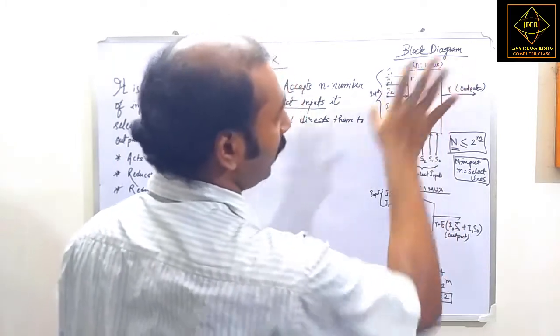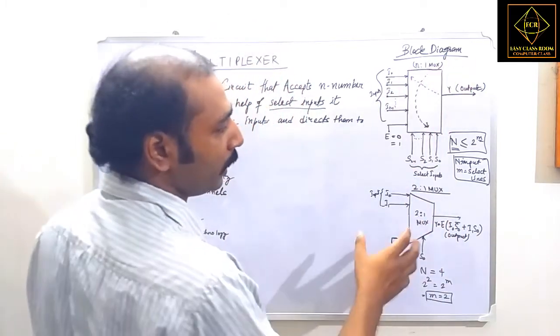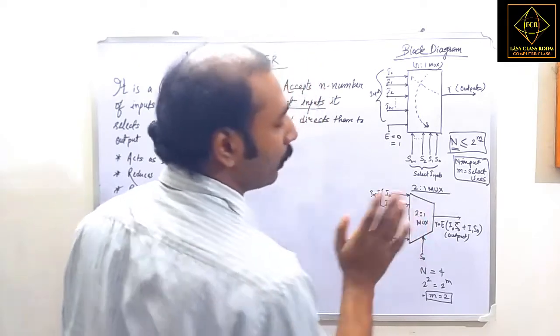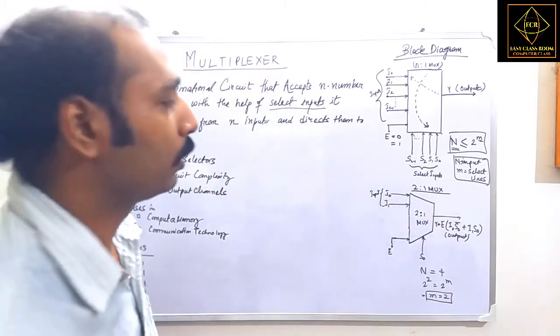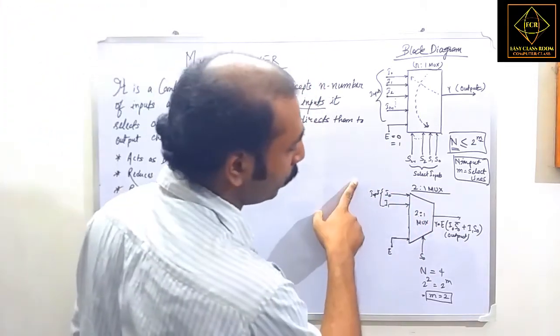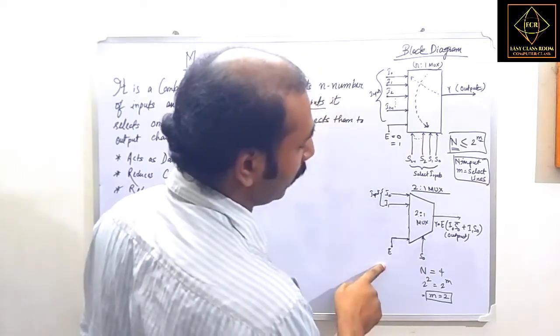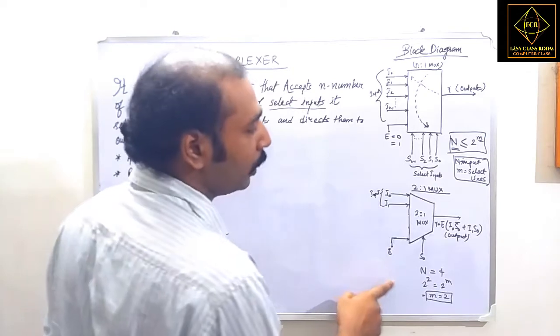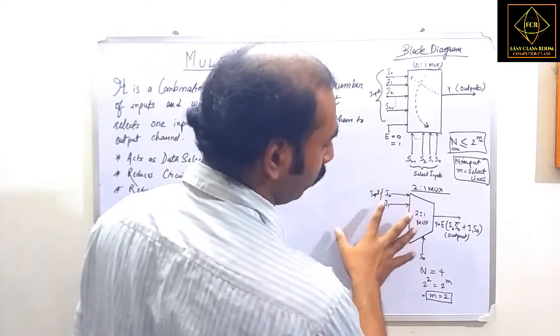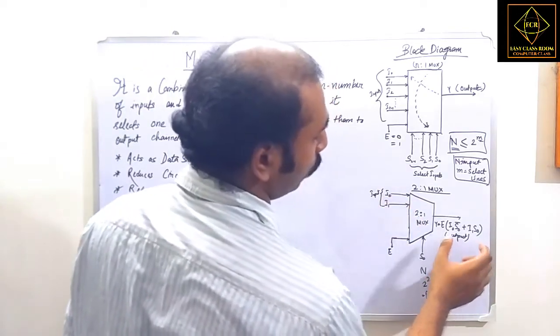So this is an n:1 mux. Here we have a 2:1 mux. Now what is a 2:1 mux? There are two inputs, there is a selection line, and there is an enable signal. If these things work perfectly, we will get this output.